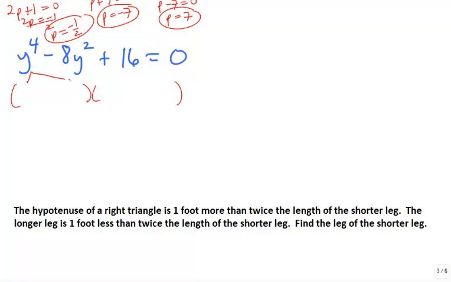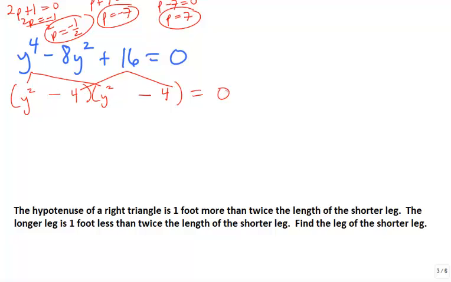What times what is going to give me a y to the fourth, but also give me a y squared for that middle term? The only thing that would work there would be a y squared times a y squared. And what times what gives me 16 and adds or subtracts to give me a negative 8? Well, 16 is 4 times 4. It's also 2 times 8, 1 times 16, but the only combination that will add up or subtract to an 8 is the 4 and the 4, and I need them both to be minus so that I get a negative 8 in the middle, but a positive 16 on the end.